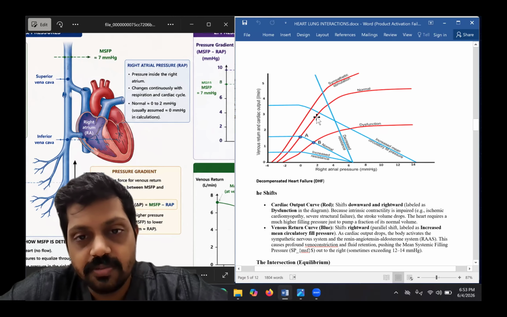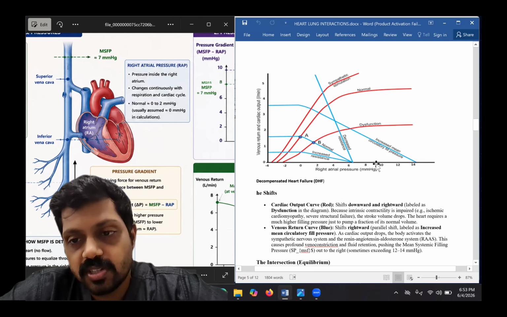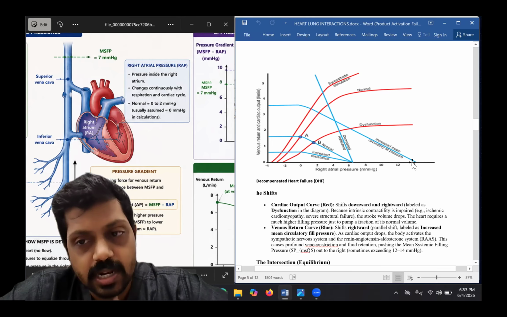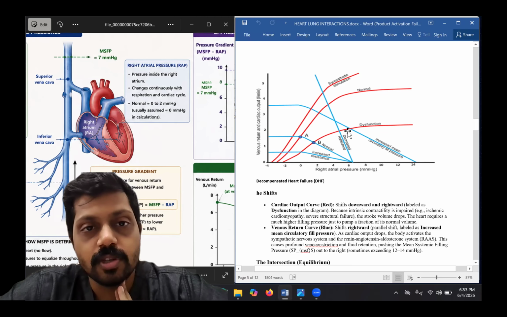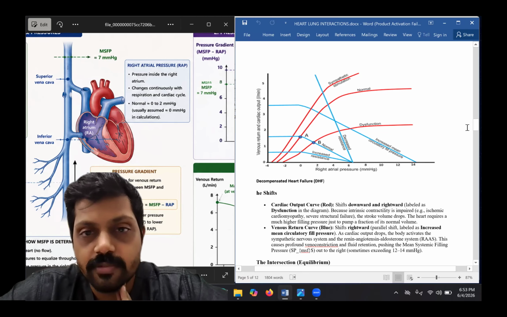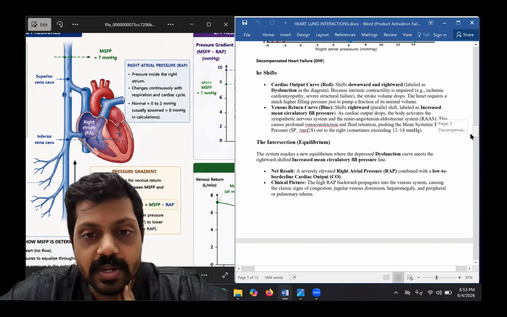Right atrial pressure is increased, and the venous return is also increased because of the stretching of the right atrium and elevated right atrial pressure. There are back pressure changes leading to features of right heart failure. That is your elevated JVP, hepatomegaly, and pulmonary edema.